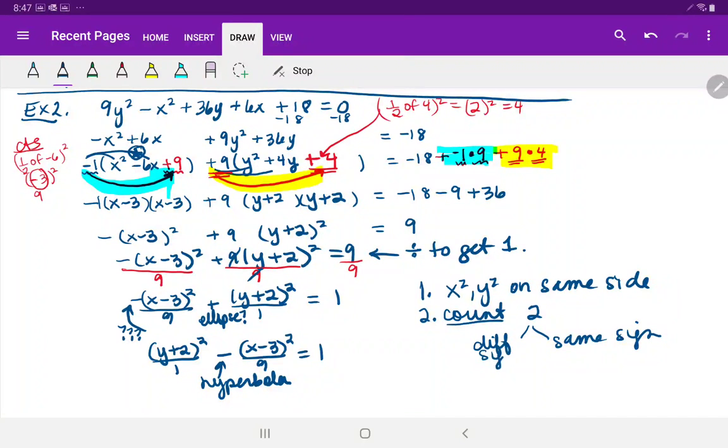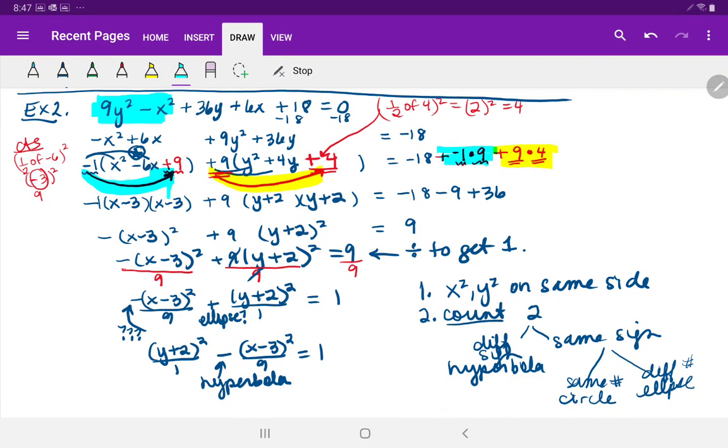Different sign is automatically a hyperbola. And the same sign has 2 categories. If it's also the same number, it's a circle. And if it has a different number, then it's an ellipse. So let's look at these 2 right here. They do have different signs. So that makes sense then that they're a hyperbola down here at the bottom.